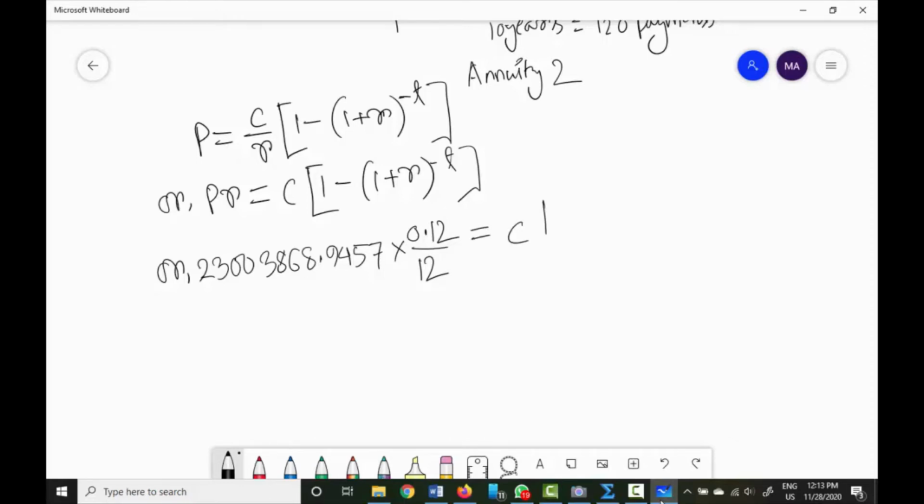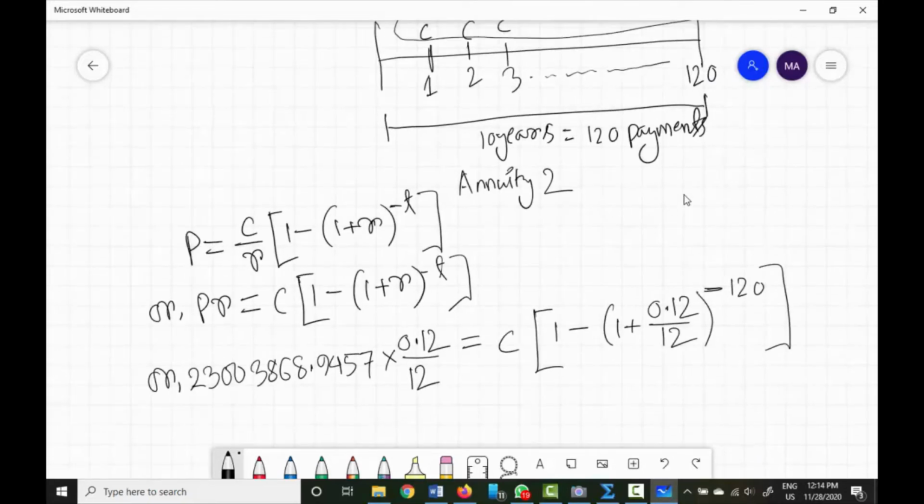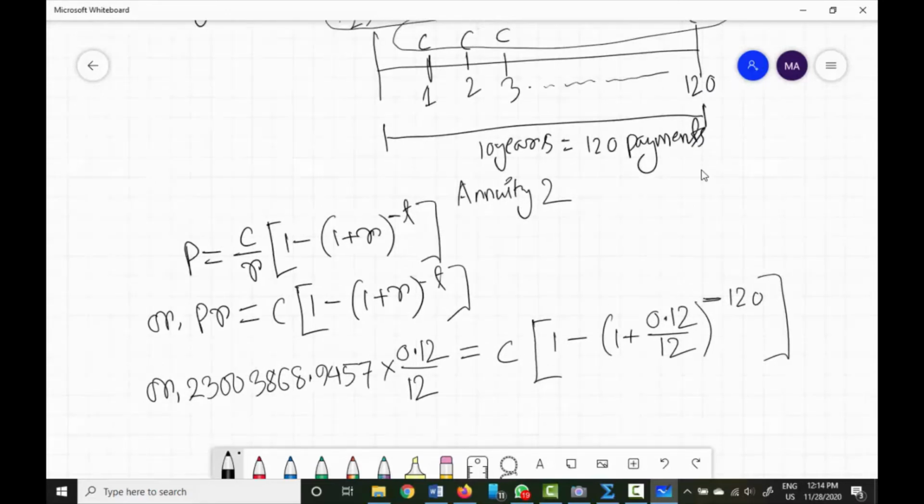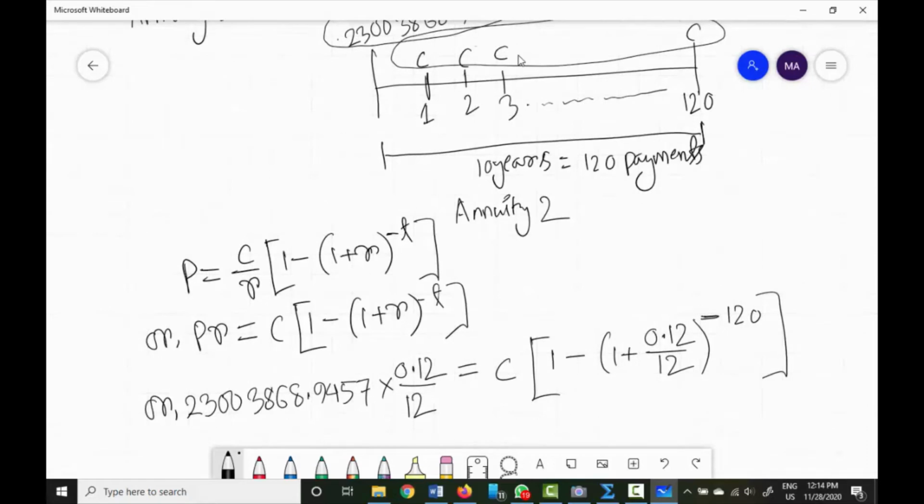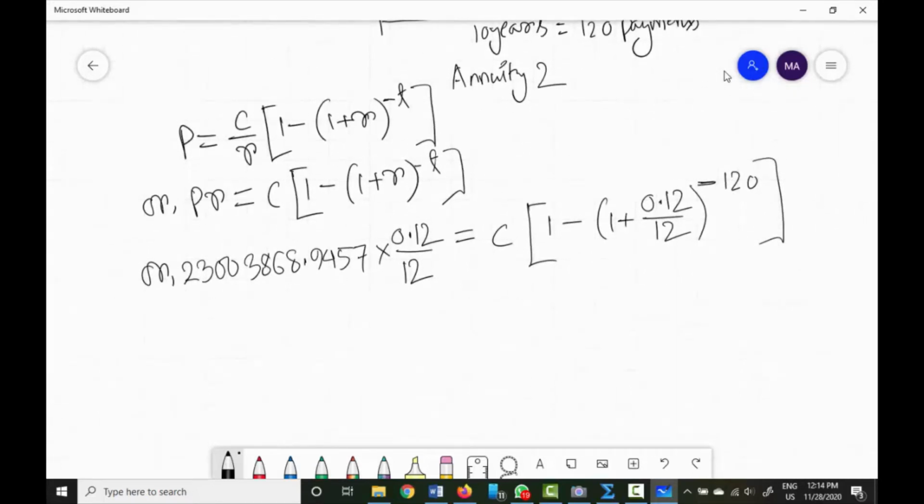Is equal to C times 1 minus (1 plus R) to the power minus T, where R is 0.12 divided by 12. Total 120 payments, again for the 10 years. So the second annuity is again for 10 years, that is 120 payments. That means we want to receive C amount of cash flow for 120 periods, or 120 months, or 120 installments.